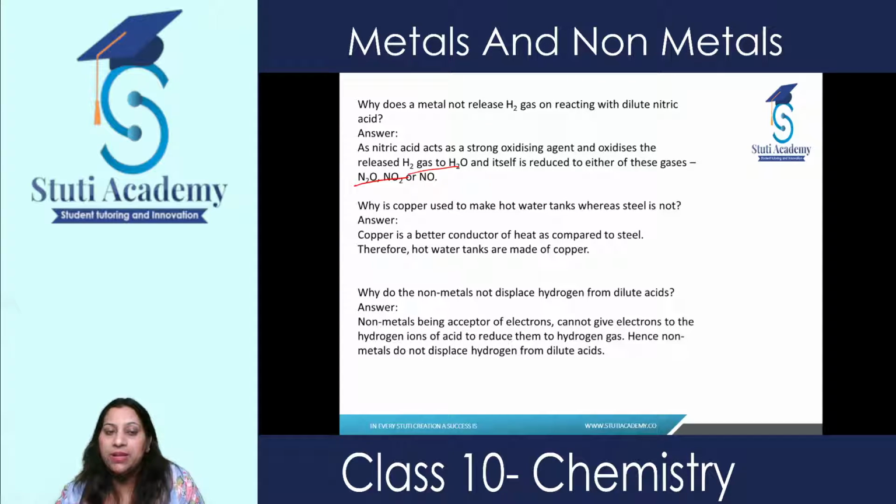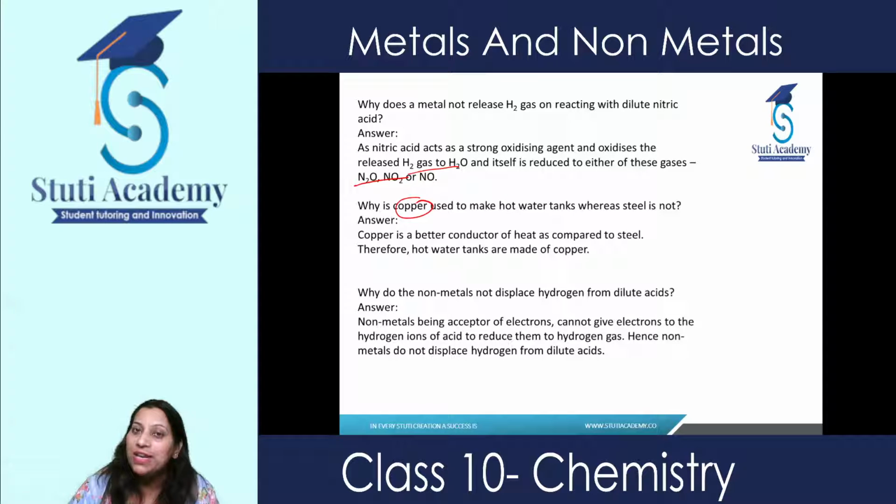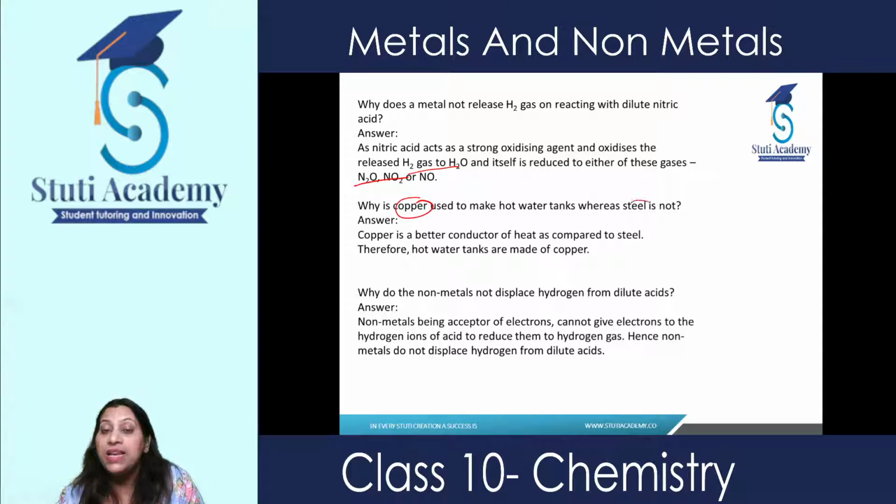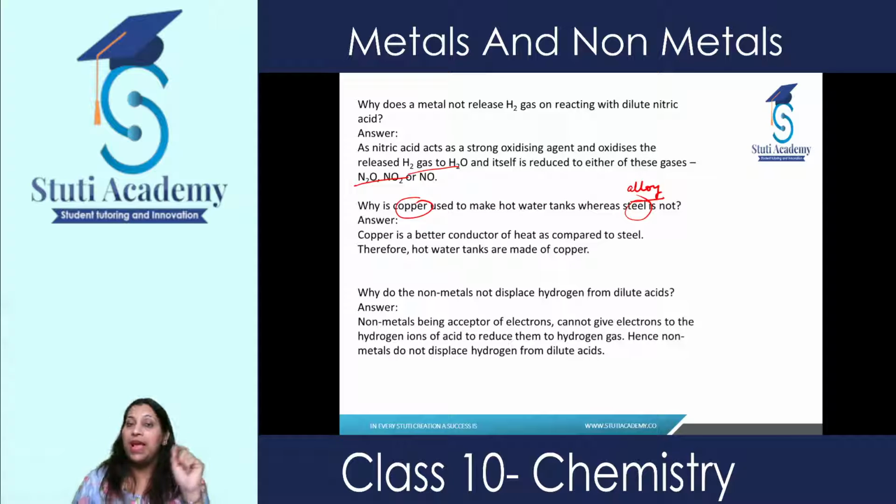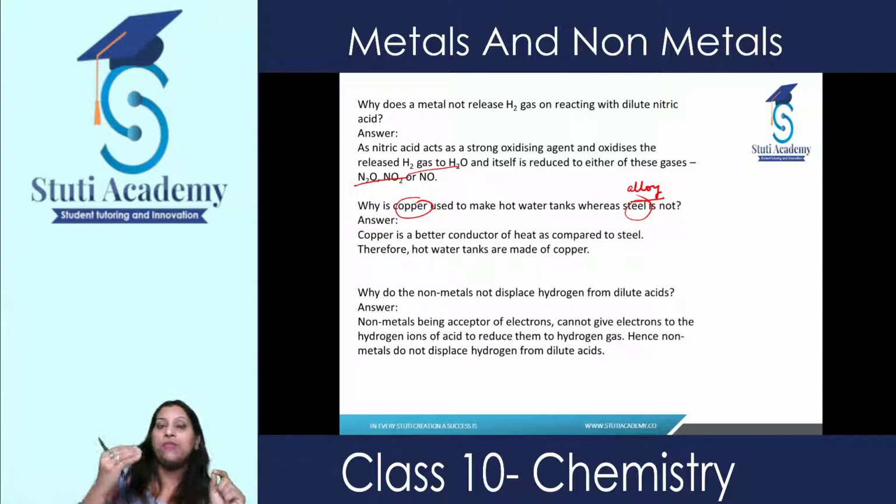Now next is, why is copper used to make hot water tanks whereas steel is not? Copper is a metal which is a good conductor of heat and electricity. Steel is an alloy. So when we make an alloy, its melting point is reduced, and its rate of conduction of heat and electricity gets reduced. So that's why copper is the best conductor of heat, whereas steel is not. That's why we use copper in making hot water tanks.